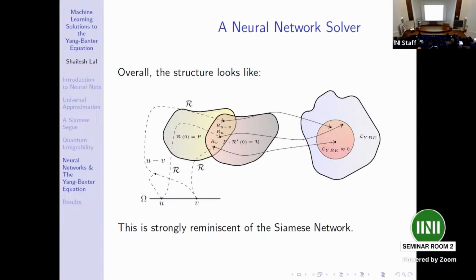Then you look in that subset and you try to solve the Yang Baxter equation. If you wish, you can think of solving the setup like this.